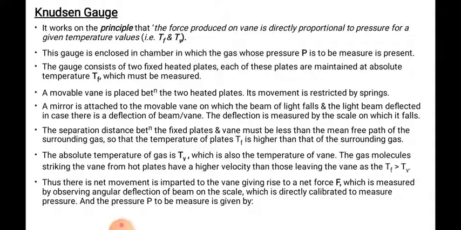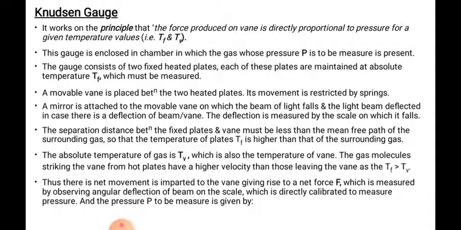When the light source falls on the mirror, if the vane does not deflect, the light will be reflected back at the same position. But if it is deflected by a certain angle, it will be reflected by a certain angle, and that will be measured by a measuring scale. The separation distance between the fixed plate and the vane must be less than the mean free path of the surrounding gas.